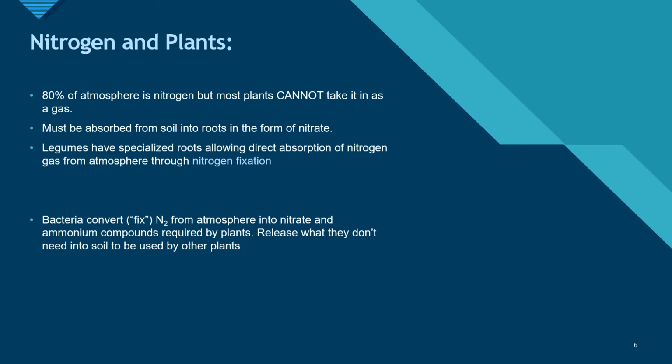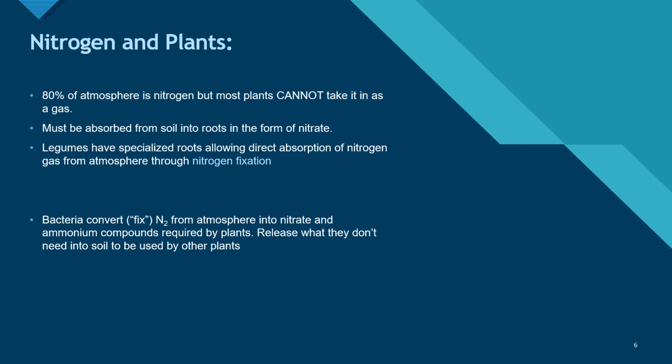Now, let's talk about how the nitrogen actually works with the plants, because nitrogen is the most important one out of all those that we just talked about. So 80% of our atmosphere is actually made of nitrogen, but most plants can't take in nitrogen in its gas form. It must be absorbed from soil into the roots in the form of nitrate.